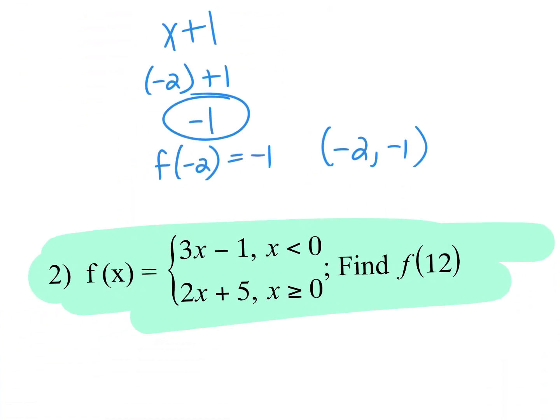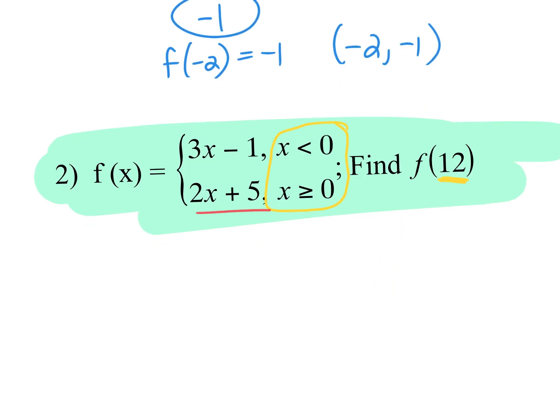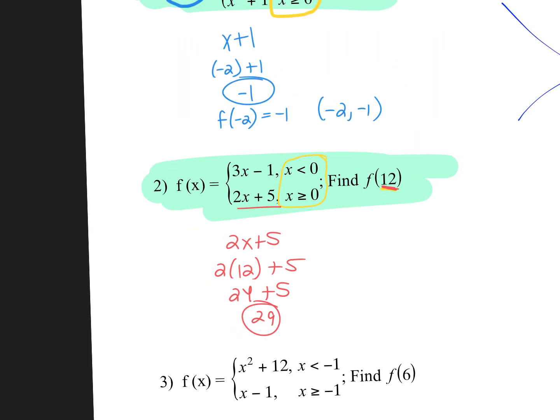So now that we just explained that, here are my two parameters, my two little guidelines. They want me to plug in 12. So which expression am I going to use? Where does 12 fall? Is 12 less than 0, or is 12 greater than or equal to 0? It's the bottom one. It's greater than or equal to. So I'm going to write that expression, 2x plus 5, and I'm going to plug in what number for x? 12. So 2 times 12 plus 5. What's 2 times 12? 24, and 24 plus 5 is 29. That's it. All right, super straightforward, very basic.